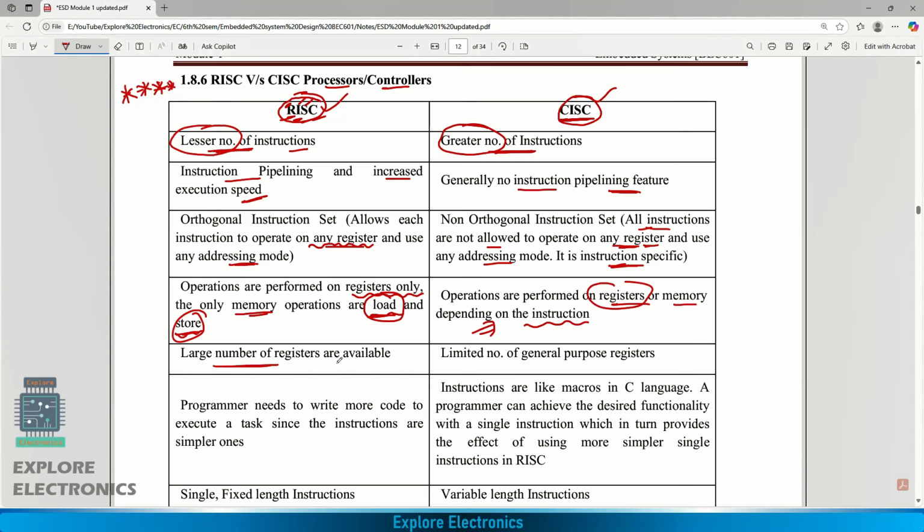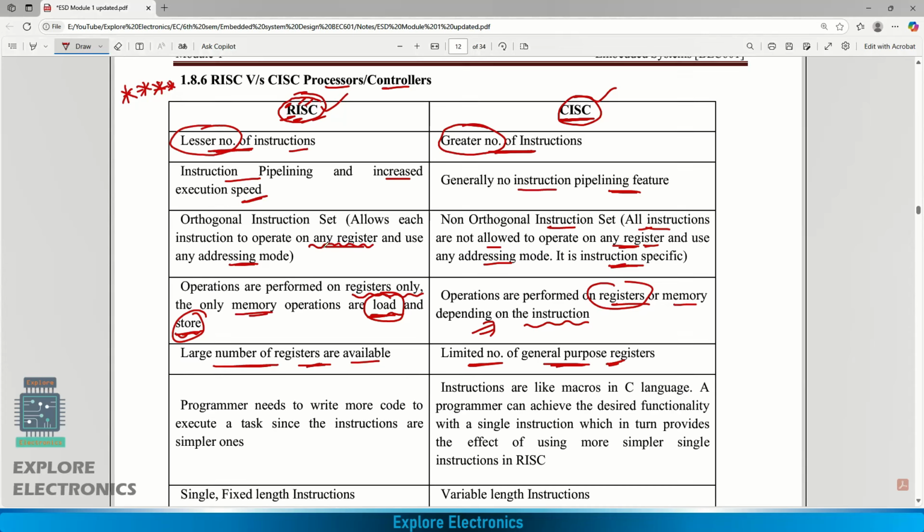So here, in RISC, a large number of registers are available. In CISC, the general purpose registers will be limited in number. Why? Because any general purpose register can be used with any instruction. But here a large number of registers are there, right?